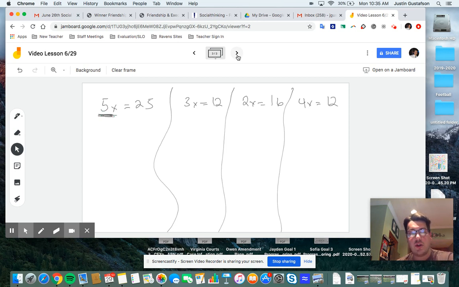And a trick that you could always do when you see a number and a letter is you could just put a line under it. Why? Because that means we're dividing. So I have to do the opposite here. The opposite of multiplication is division. So I'm going to divide by 5. My x is still going to come down. My 5s are going to cancel. 25 divided by 5 is 5.